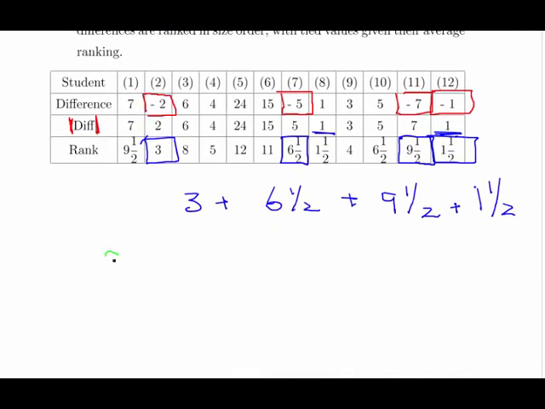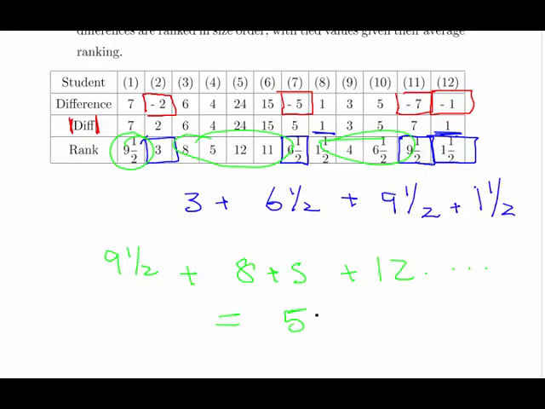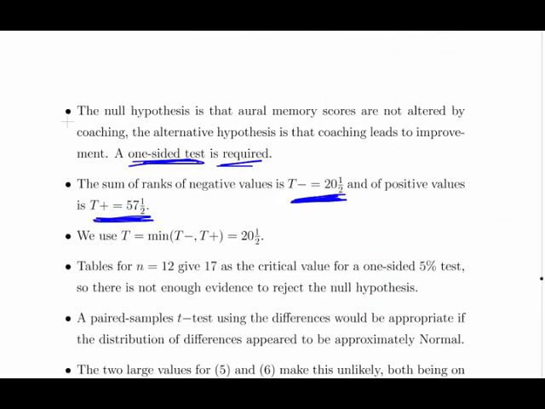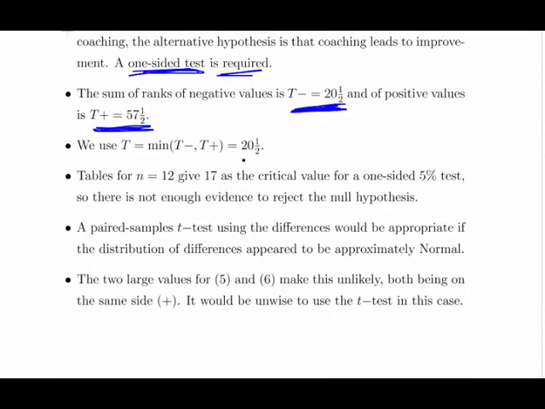We'd work out these ones here: 9.5 plus 8 plus 5 plus 12, and so on, and that would give us 57.5. So you pick out which of those two values is the lower, the minimum of the two, and in that case it is 20.5. Now we go to the tables. So n equal to 12 gives 17 as the critical value for a one-sided 5% significance test.